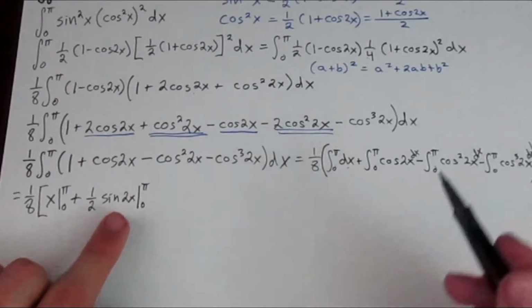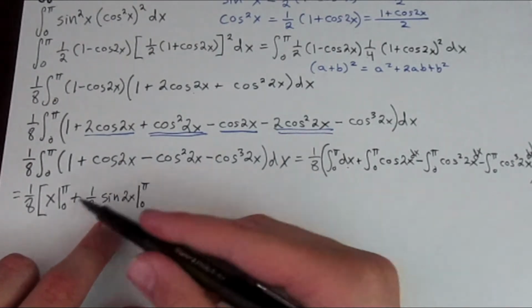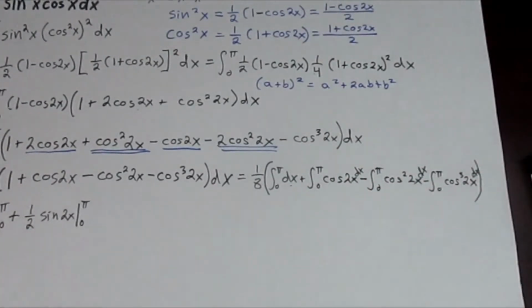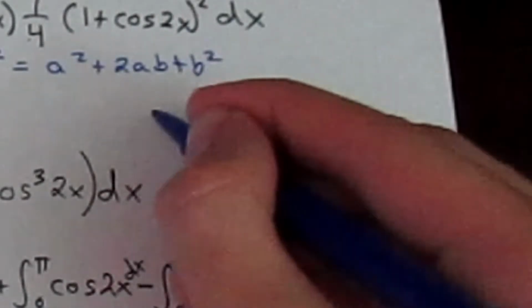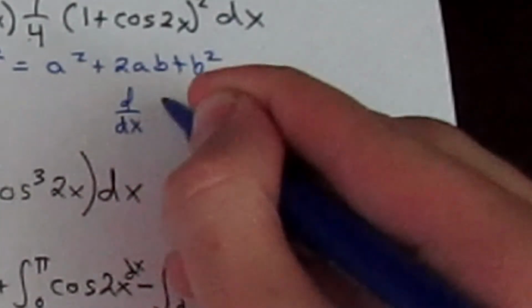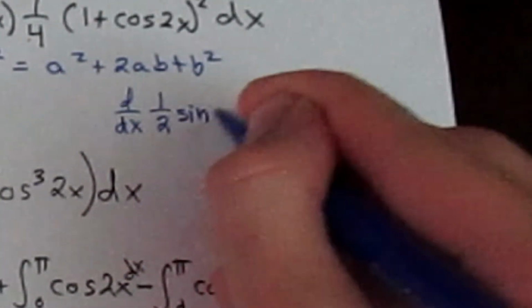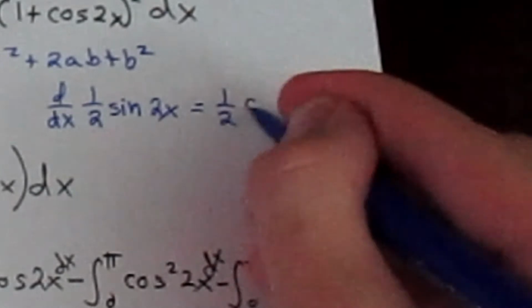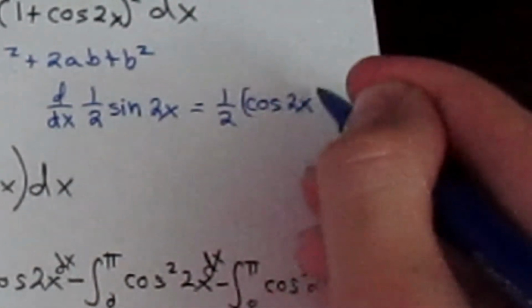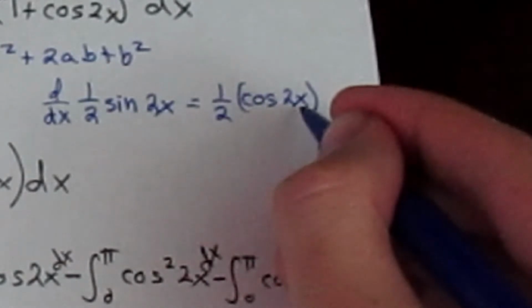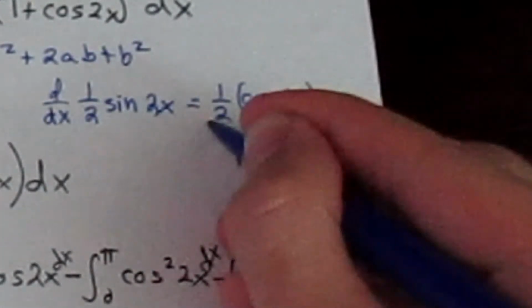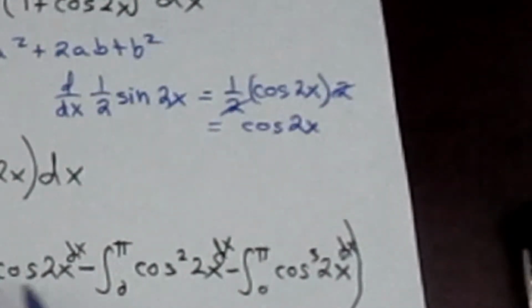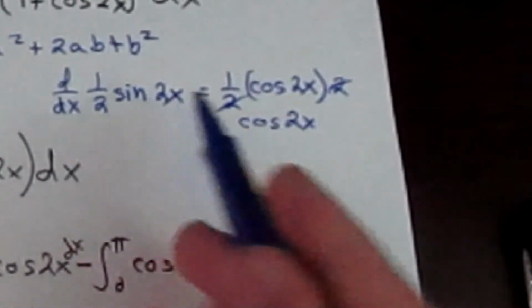How did I know that? Well, first, if you're unsure, just take the derivative. I'll just work on the side real quick. The derivative of 1/2 sine of 2x equals 1/2. Now the derivative of sine of 2x is cosine of 2x times chain rule. The derivative of the inside function, the 2x, is just 2. That cancels, and you're left with cosine of 2x. Therefore, the integral of cosine of 2x is 1/2 sine of 2x.